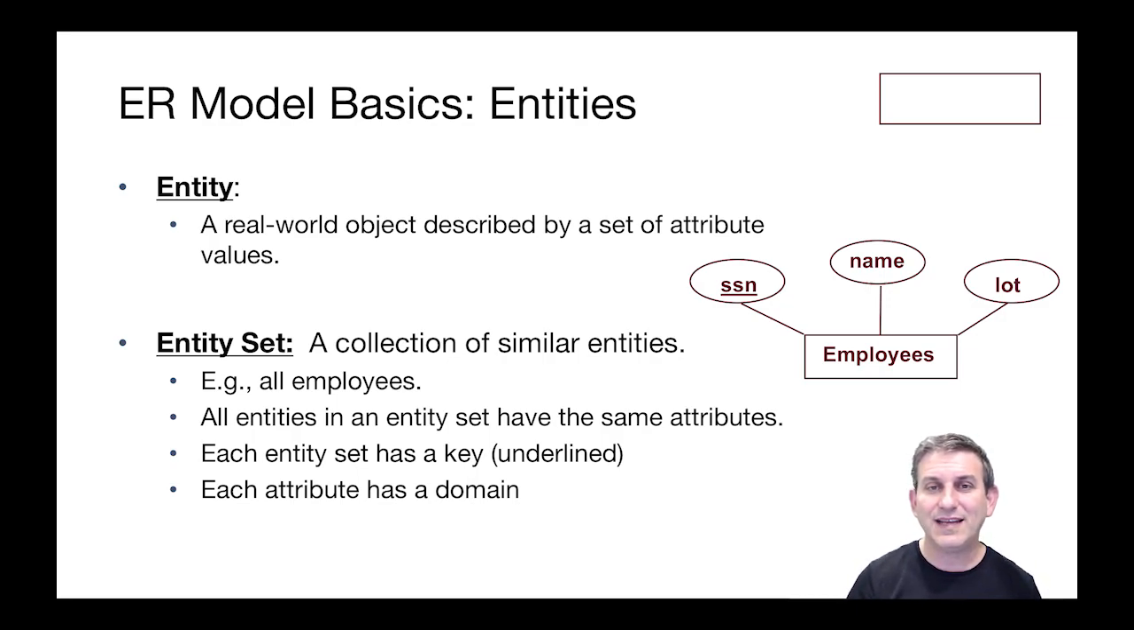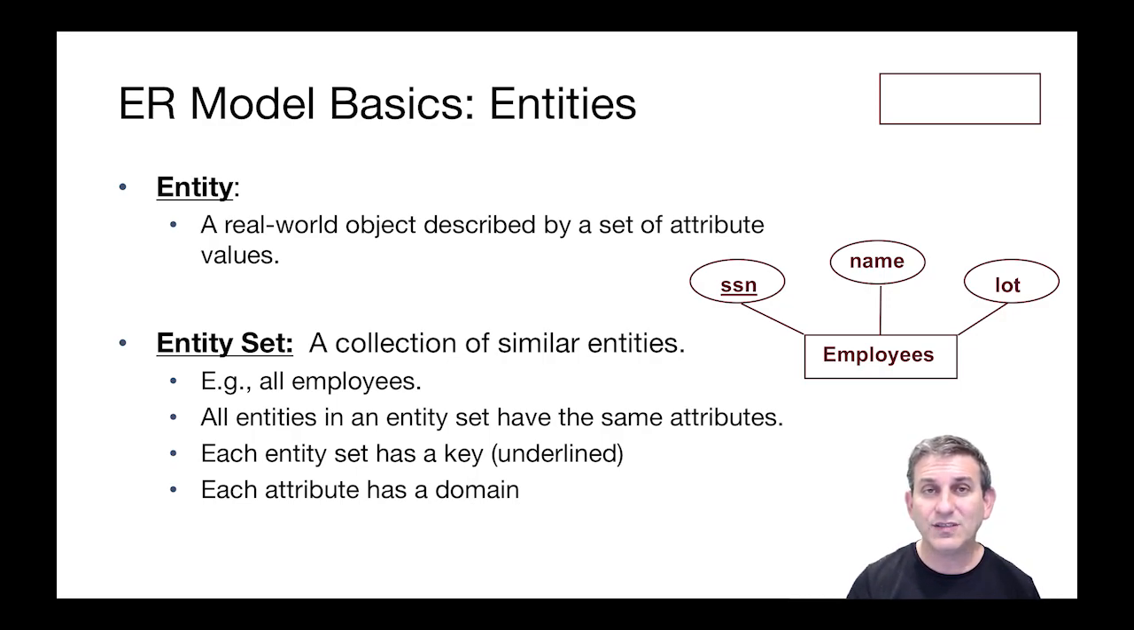So it's a collection of entities that have similar attribute values. So a classical example might be the entity set of all employees. In the ER model, all entities in an entity set have the same attributes. Okay? And each entity set will have a key, which is a set of underlined attributes, just sort of like we had in the relational model. So here you'll see that SSN, all by itself, is the key of the employees table. Social security number is what SSN stands for.